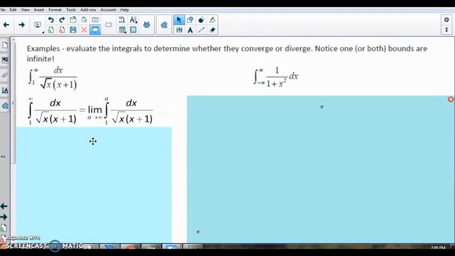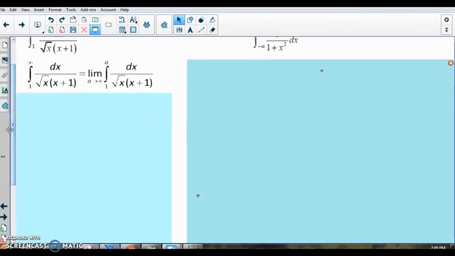So here's what it looks like. I've replaced the top infinity with the letter A, and then put the limit as A goes to infinity out front. So all of this sometimes seems a little bit not necessary, but it's definitely something that AP would expect you to be able to show. So make sure that you are writing this down so you can start to make sense of it.